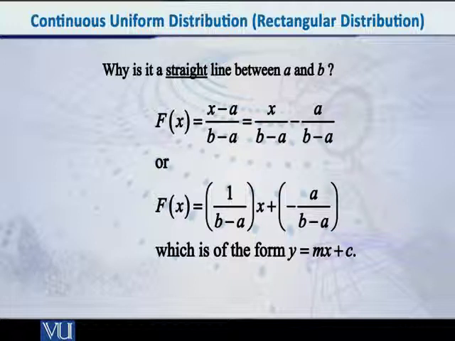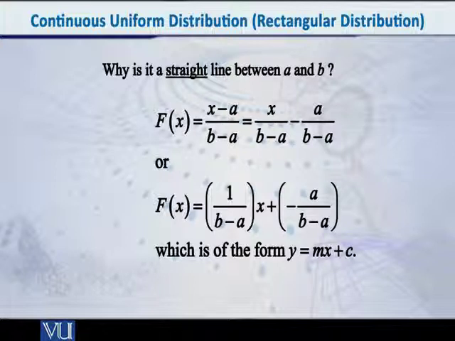The first term can be written as 1 over b minus a multiplied by x. And after that we can put a plus sign. And after that we can put a bracket, and inside that bracket we can write minus a over b minus a. तो आप देख रहे हैं कि ये क्या चीज आपको मिल गई है. Some constant into x plus some constant.